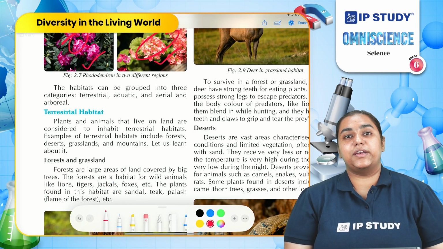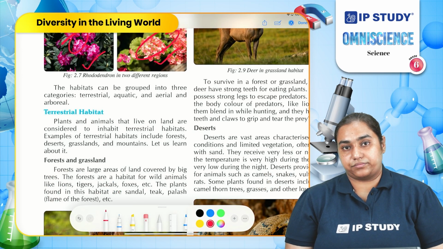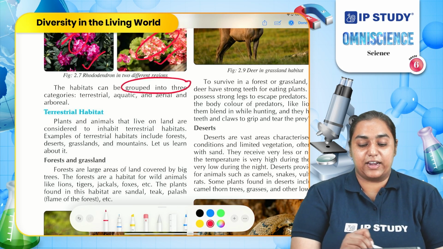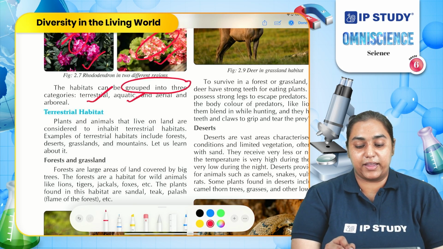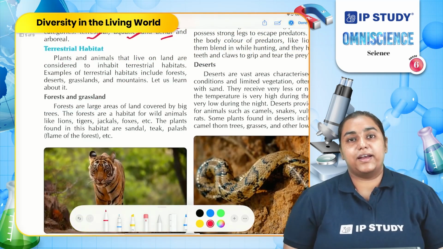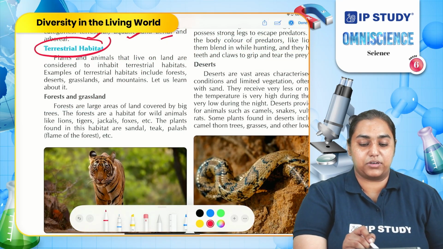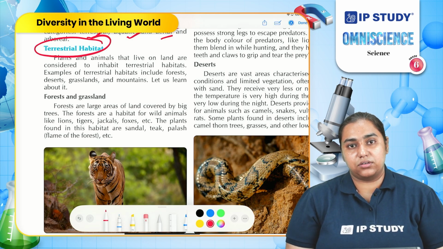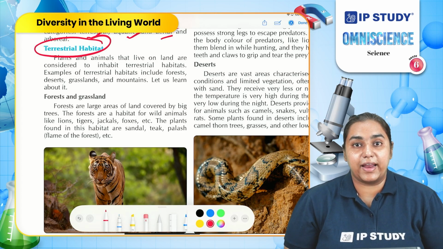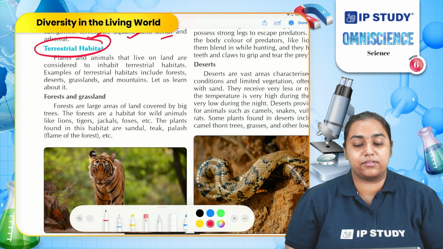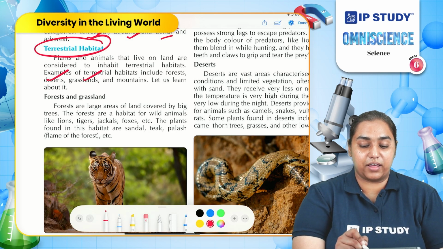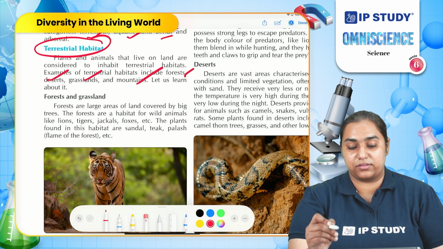So, how many types of habitat can you tell me? Okay, habitats are mainly grouped into three categories: terrestrial, aquatic, and aerial and arboreal. Let us start with terrestrial habitat. Can you guess your habitat? What is your habitat? Since we live on land, our habitat is terrestrial habitat. There are different types of terrestrial habitat: desert, grassland, mountains, and forest.